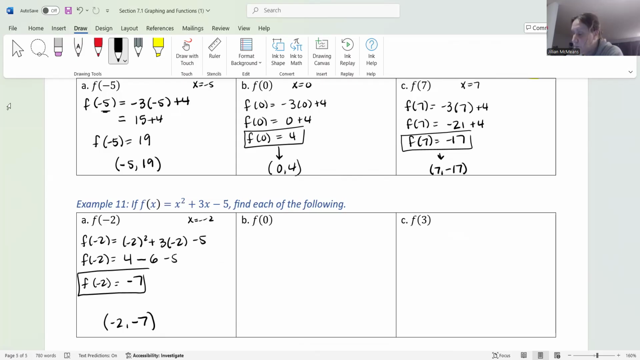All right. Two more. f of 0. So if we have f of 0, that means x is really 0. So we would get f of 0 equals, we're going to rewrite the function. Anywhere you see an x, you're going to replace it with a 0. So we get 0 squared plus 3 times 0 minus 5. Well, 0 squared is 0. 3 times 0 is 0. And then drop down your minus 5. And finally, 0 plus 0 minus 5 is negative 5.